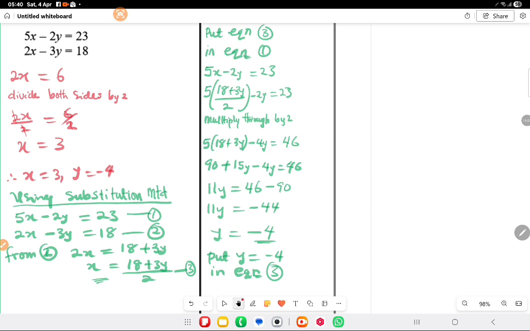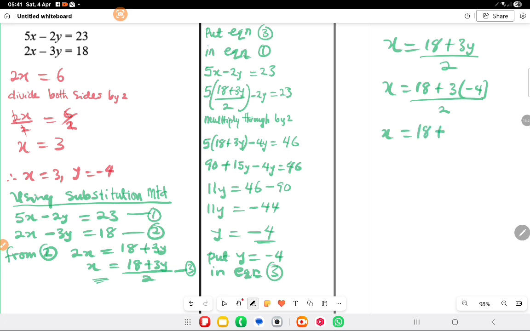Equation 3 is x equals 18 plus 3y all over 2. Then in place of y, we have to put minus 4. We have x equals 18 plus 3 times minus 4 all over 2, which is 18 plus 3 times minus 4 gives us minus 12, all over 2.